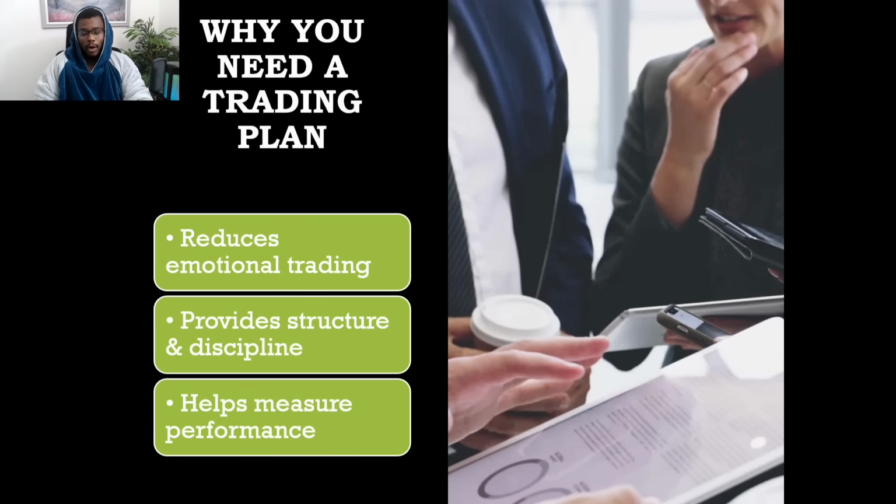And it also helps you to measure your performance. Included in the trading plan is a trading journal where you take notes of all your trades and the reasons why you're entering the positions. Usually at the end of a week you can go through that journal and see where you've made mistakes or what your mindset was while you were taking a particular trade.